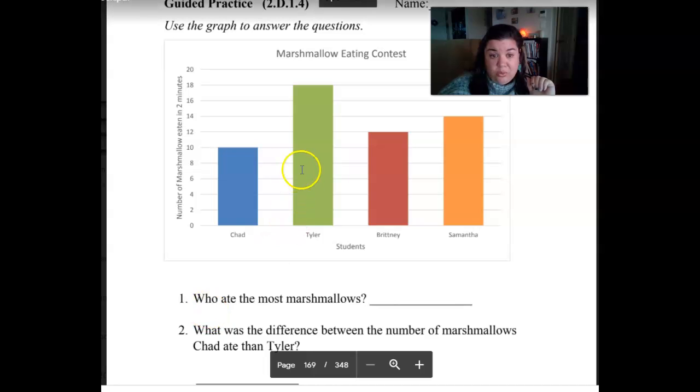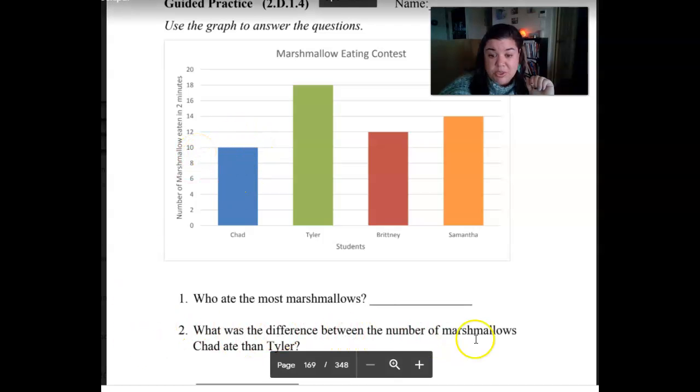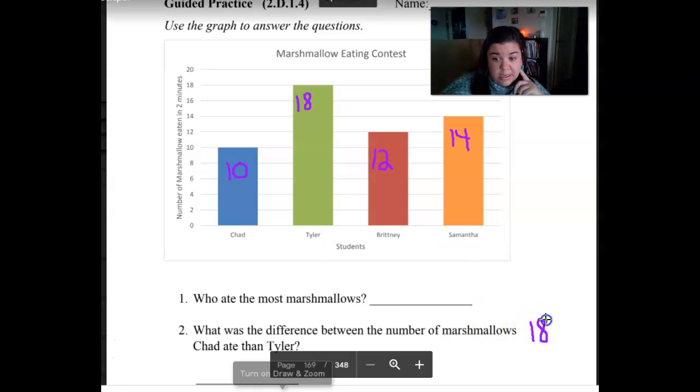So look at Tyler. He ate 18 and Chad ate 10. So what was the difference between the number of marshmallows Chad ate than Tyler? So pause the video and figure that out. Okay, so you should have written down 18 minus 10. I want you to try to work your problems out like this and not draw a bunch of tally marks. If you have to, it's understandable, but we're at a point now where we should be learning to do our subtraction problems this way.